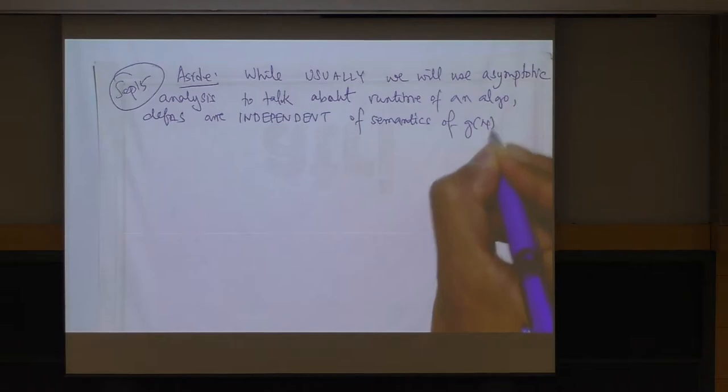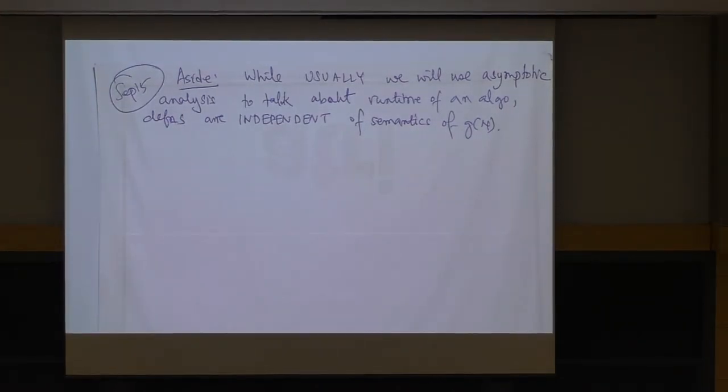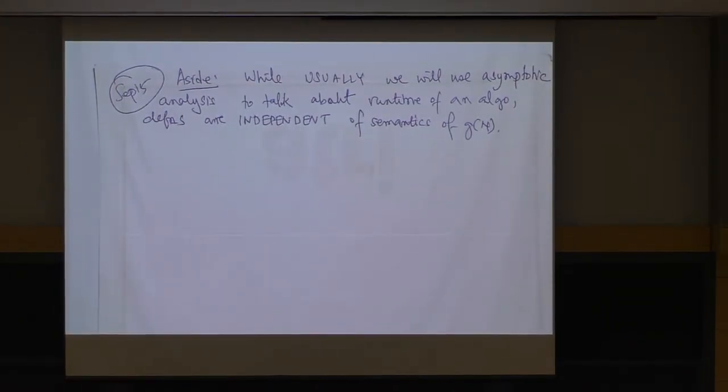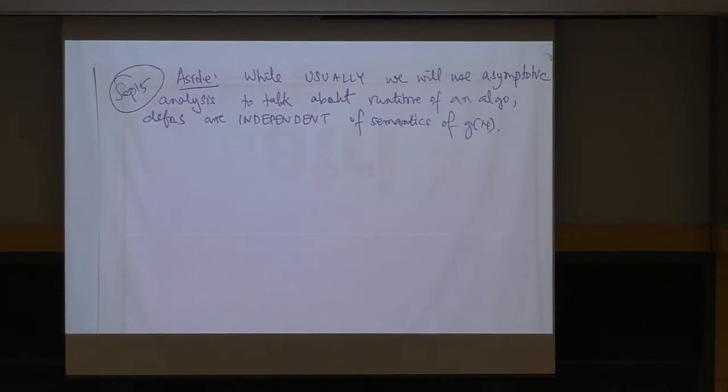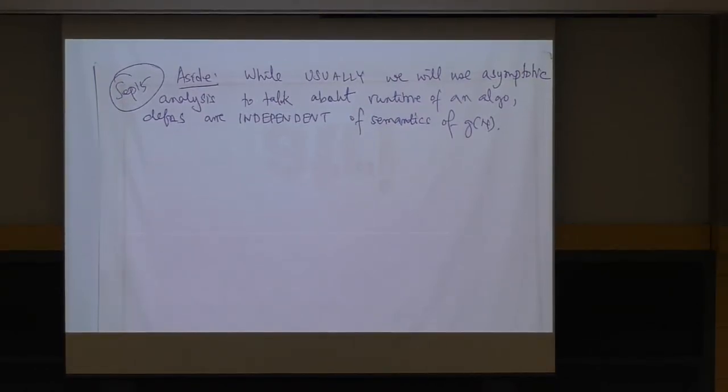So again, asymptotics by definition are only defined over functions which just map, say, natural numbers to natural numbers or real numbers to real numbers. It is indeed going to be true that pretty much whenever we use it in this course, this function g of n will denote the runtime of the algorithm. So we're going to assign semantics to that function g or f or t, but in general that need not be true.